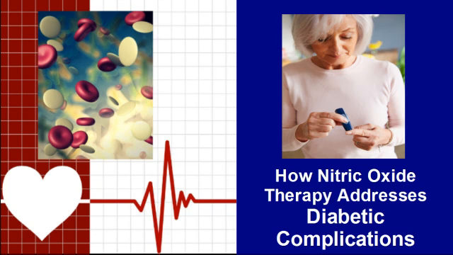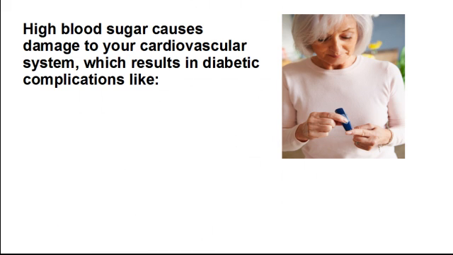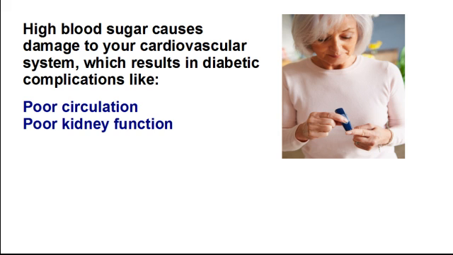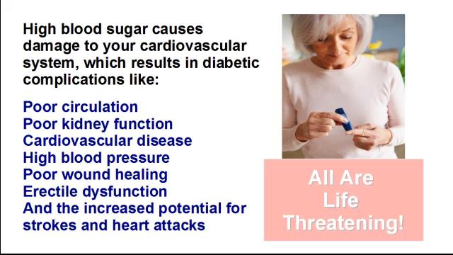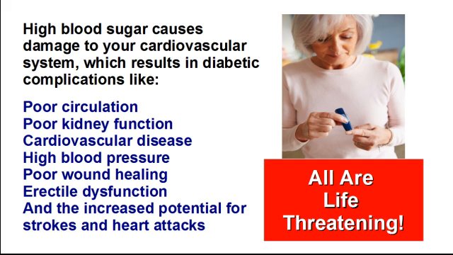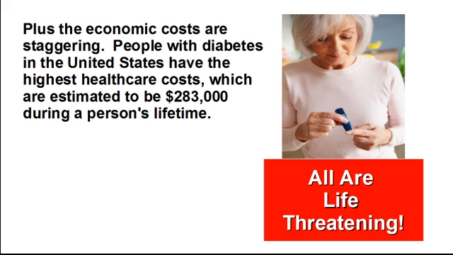The purpose of this video is to help you understand how nitric oxide therapy can naturally address diabetic complications. With this in mind, we need to understand the key components for both. High blood sugar causes damage to your cardiovascular system, which results in diabetic complications like poor circulation, poor kidney function, cardiovascular disease, high blood pressure, poor wound healing, erectile dysfunction, and the increased potential for strokes and heart attacks. All are life-threatening. Plus, the economic costs are staggering.